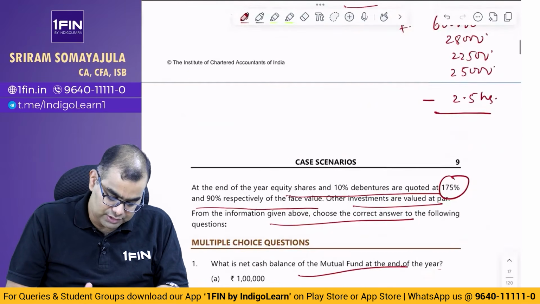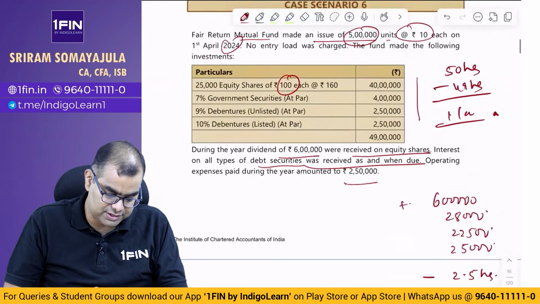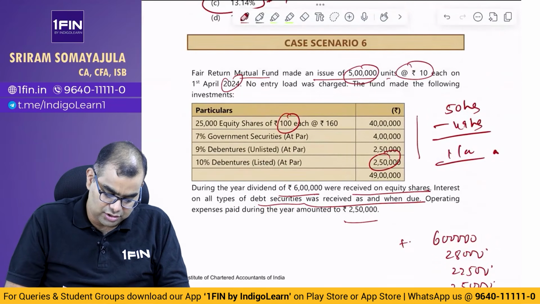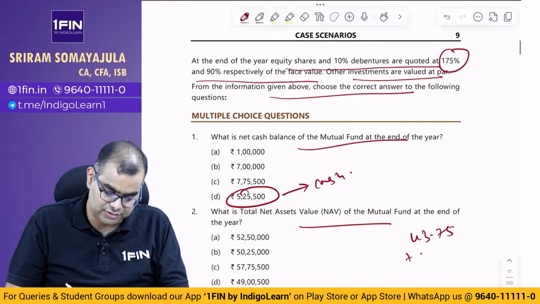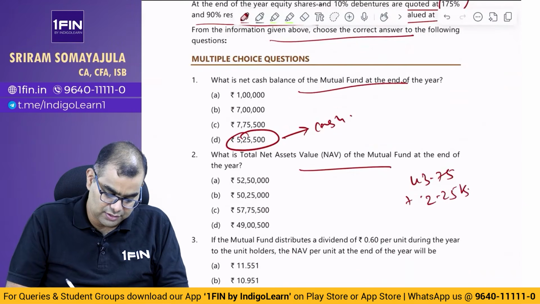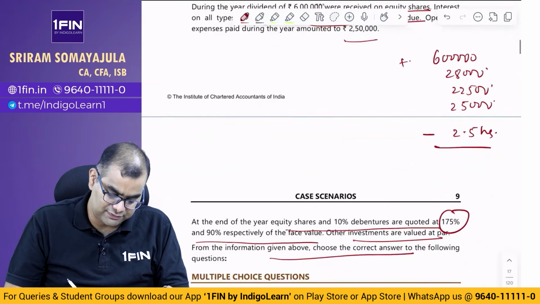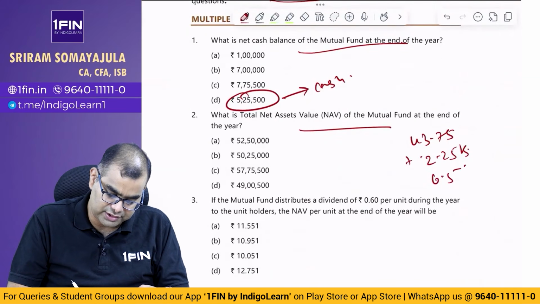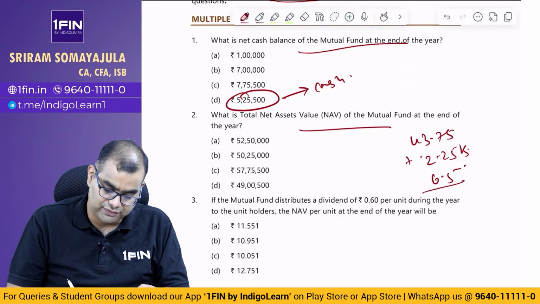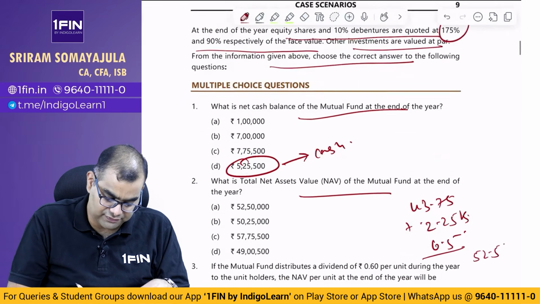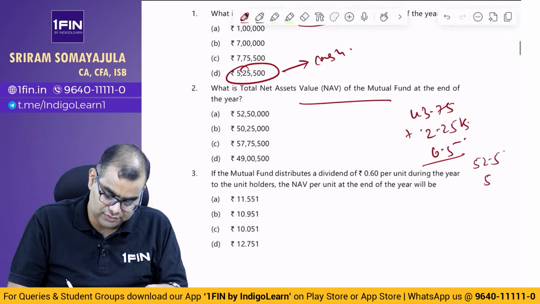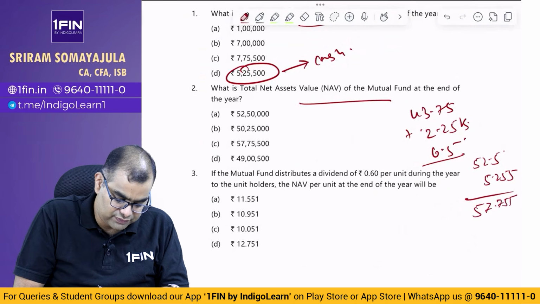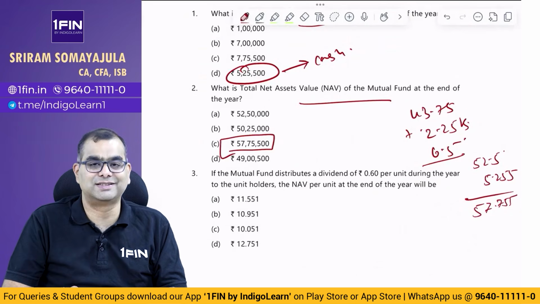Plus, what is the other one? 10% debentures are at 90%. So 90% of this is 2,25,000. Okay, and other investments are valued at par, that is these two, which is 6.5 lakhs. So 43, 45, 46, 46 plus 6.5, 52.5 plus you have 5.255, 57.755. Answer is C. Good question.